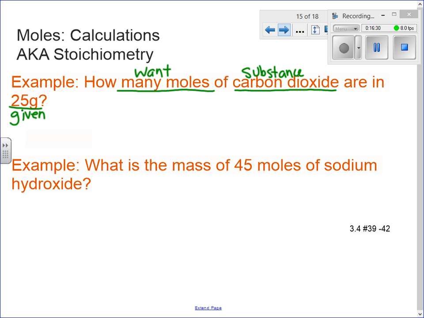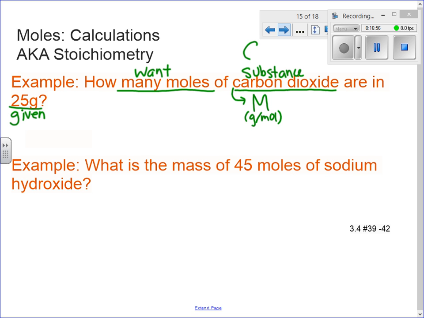Now, it would be my opinion that the first thing that you should do in a question like this is figure out the molar mass of the substance. That's capital M, that's grams per mole. There's no formula for this. All you do to figure out capital M is you look at the periodic table, you figure out the molar mass of each atom, and you add them up.